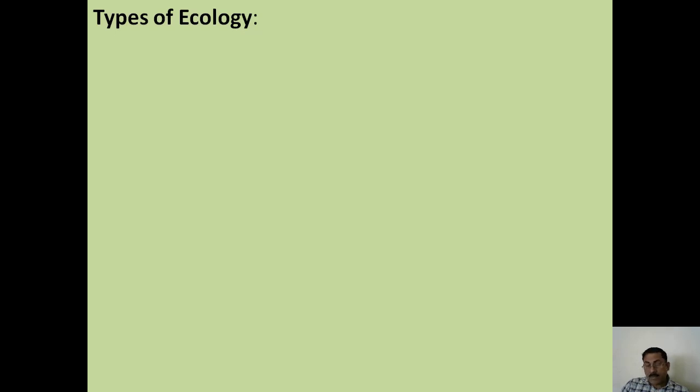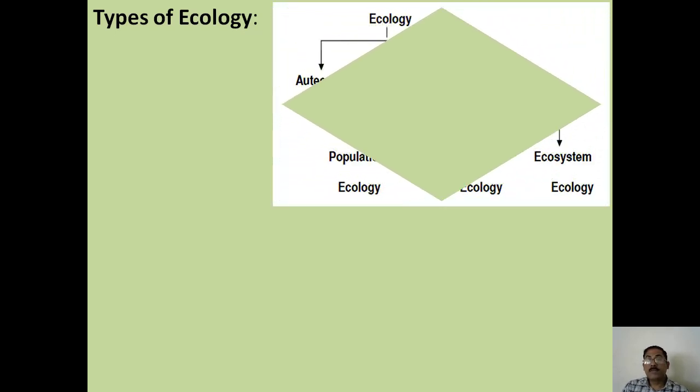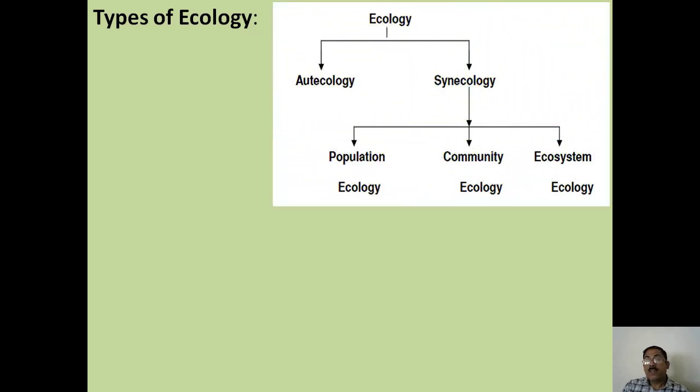Now the types of ecology. Here you can see a flow chart which indicates that ecology can be divided into two types: autoecology and synecology. Autoecology means when we study a particular species, the relationship between that species and its surrounding environment is known as autoecology.